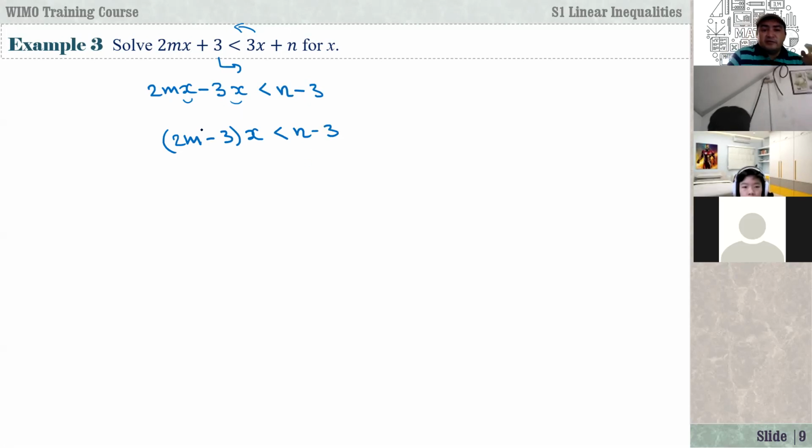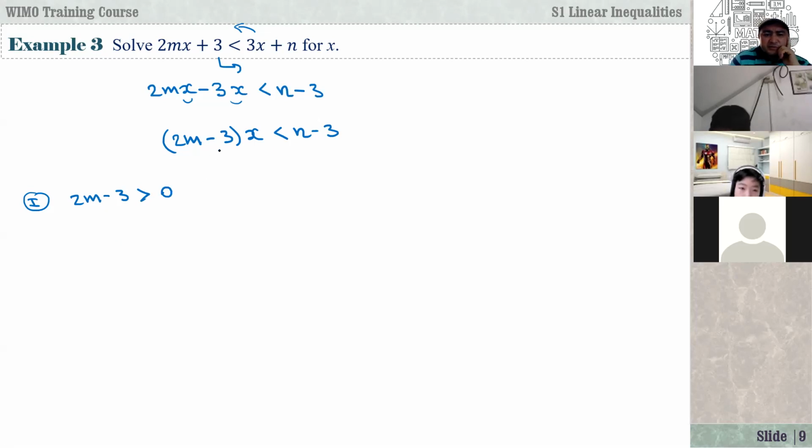So right now, I don't have information about this m and n. Here, we are solving this inequality for x, right? So, number one, we should start here, right? Number one, how can I start this? First, I will just consider this case: 2m minus 3 is greater than 0.